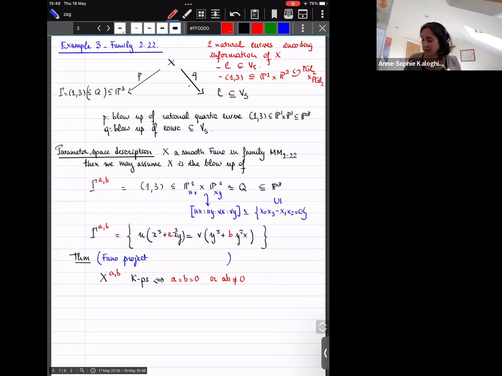And what we were able to show in the Fano project is that the variety obtained by blowing up such a curve gamma is K-polystable precisely when A is equal to B is equal to 0, or when the product AB is non-zero. So basically the only case to keep out is that of A equals 0, B non-zero, or A non-zero and B equal to 0.